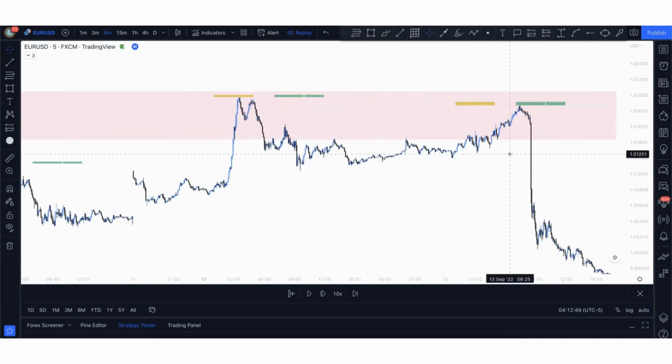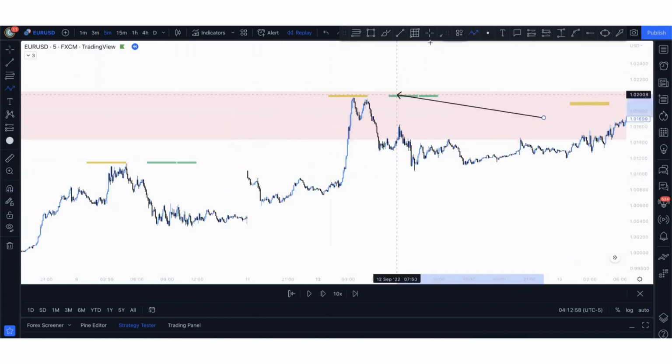But as you can see, this is in the 5-minute time frame, right? So on this area right here.